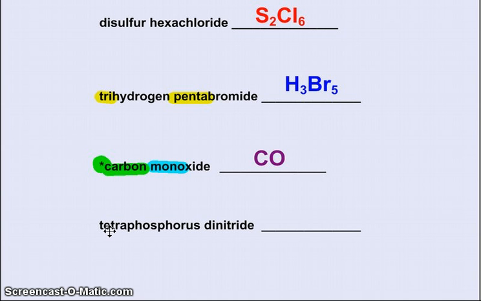And then our last one here, tetraphosphorus dinitride. Tetra is 4, di again is 2, so P4N2. And you'll notice with molecular compounds, even though it looks like you can reduce those formulas, you don't, because the molecular formula tells us the number of atoms combined. So there are 4 phosphorus and 2 nitrogen atoms covalently bonded together.